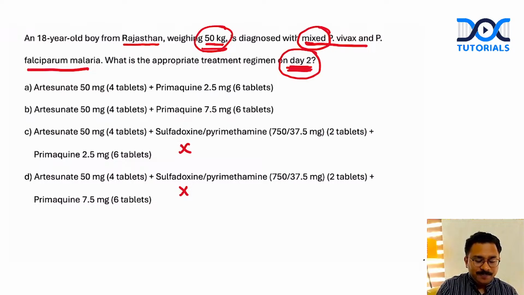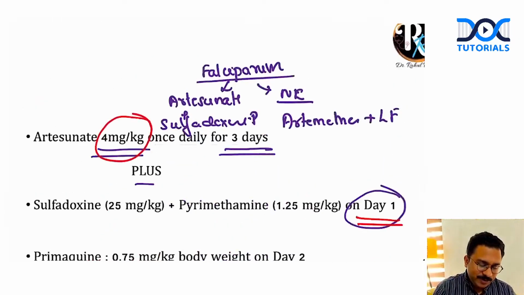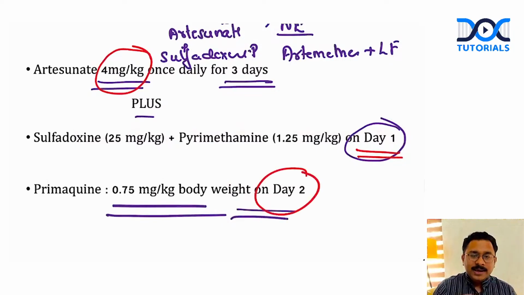Now remember, when you are giving this primaquine in a mixed infection, you will give it for a longer duration, 14 days, because unlike in falciparum where you are giving it only on day 2, here you will have to give a longer duration. So you will use artesunate, but primaquine is to be given in the Vivax dosage. Remember, this is the golden point. Primaquine in a mixed infection is to be given according to the Vivax dosage.